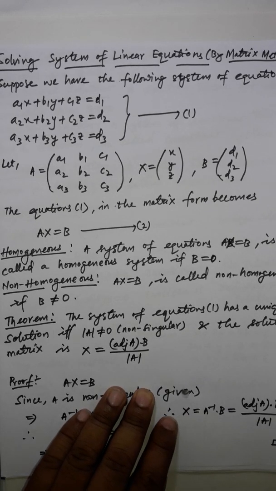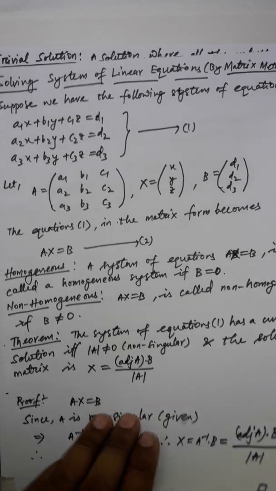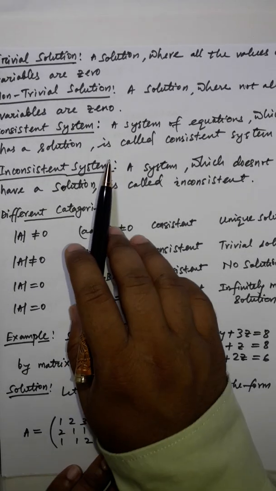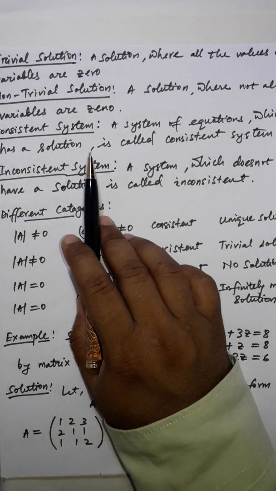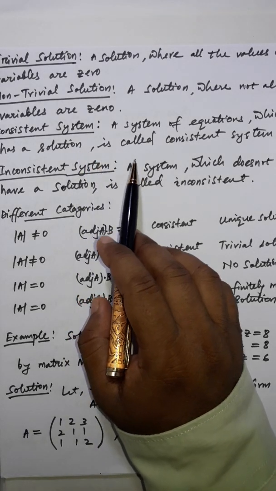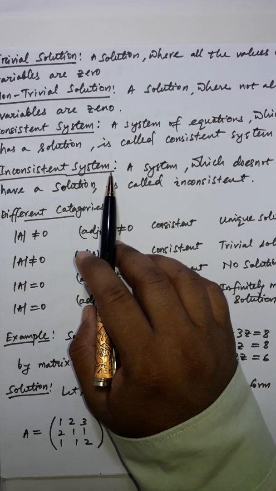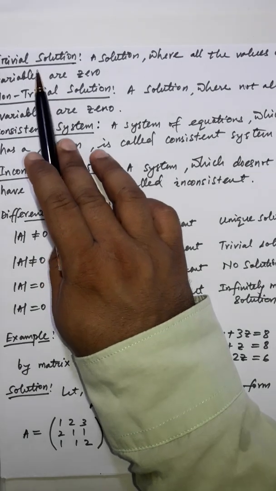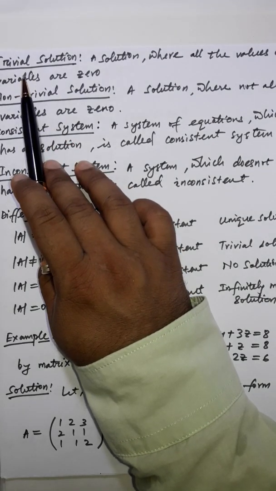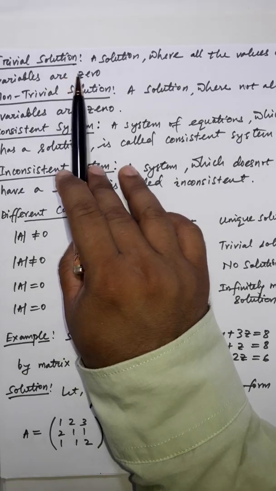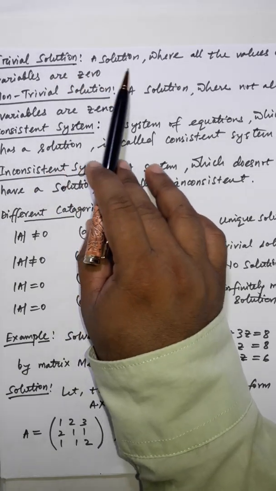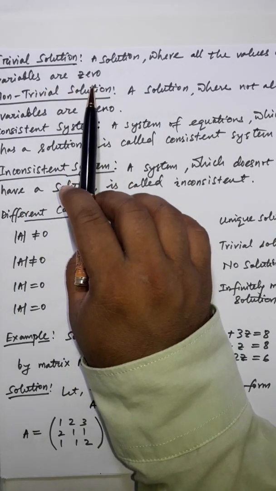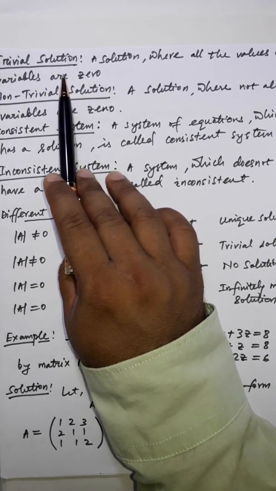Okay friends, now let's move on to the second part: how many different types of solutions are there in this system, and whether the system solution exists or not. They also have some names. Now the first important term that we are going to learn is trivial solution. Now what is a trivial solution? A solution where all the values of the variables are 0 at a time. That type of solution is called trivial solution.